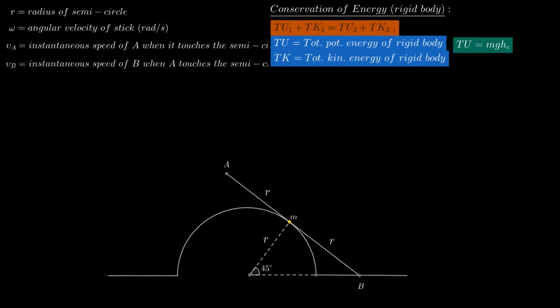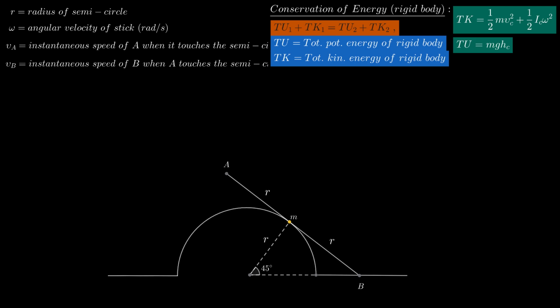And the total kinetic energy of the rigid body is this formula here: 1/2 times m times uc squared plus 1/2 times Ic times omega squared, where uc is the speed of the center of mass, m is the total mass of the rigid body, and omega is the angular velocity of the body, as we discussed earlier.